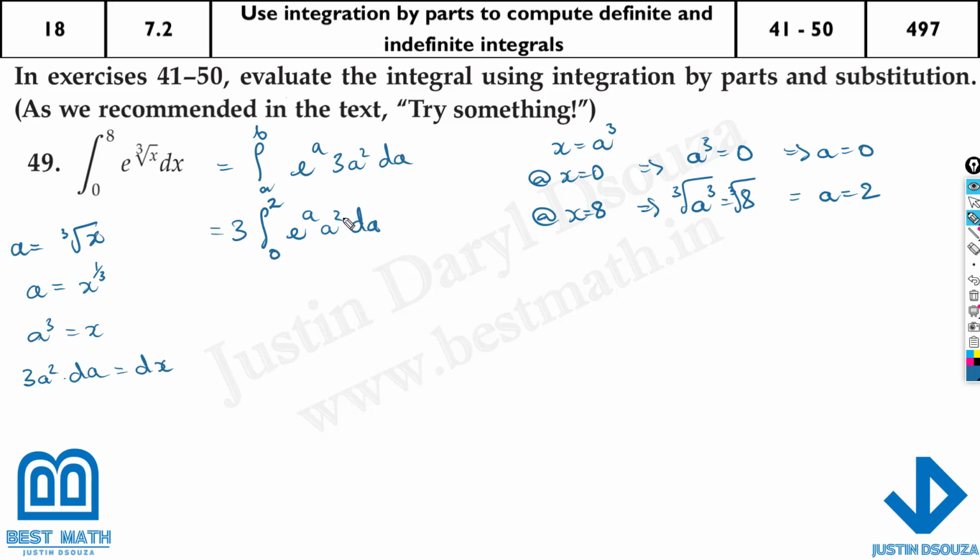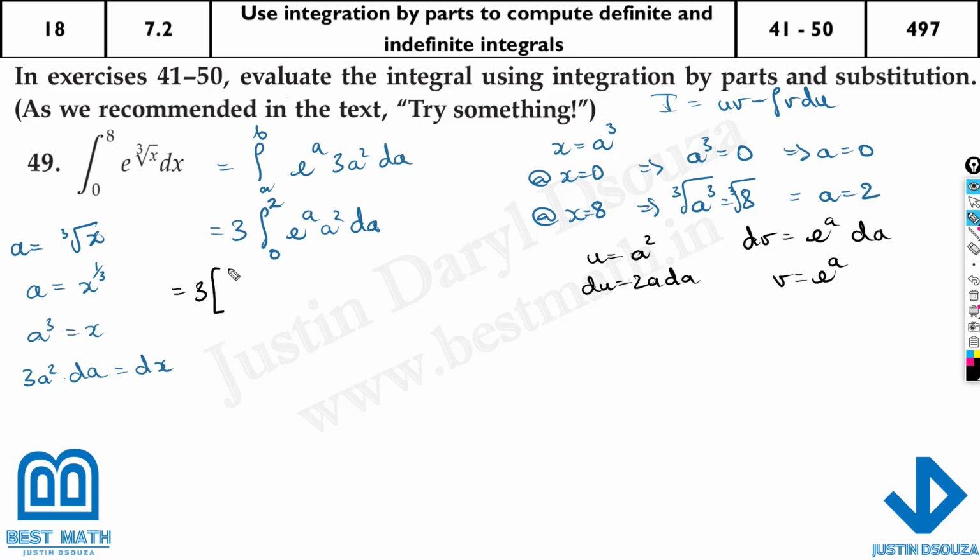Sadly here it's a power 2. So what happens? We have to do integration by parts twice, just like what we were doing. I'll write the formula here itself. It is uv minus integral v du. Now let me just change the color. So I'll assume for this one, u is equal to a to the power 2. So du is equal to 2a dA. dv will be equal to whatever is remaining, that's e^a dA. That means v is equal to e to the power a. That's it. Now we will substitute, and the 3 will be left outside.